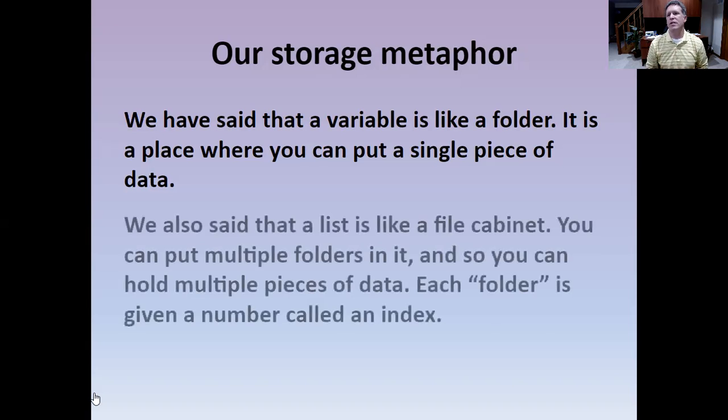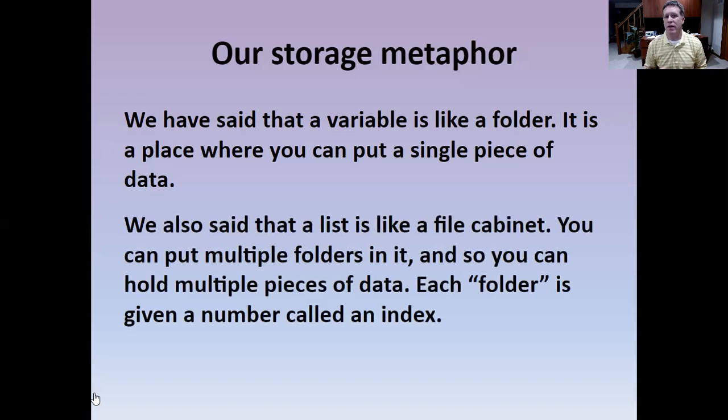But a list, we talked about, is more robust. It's more like a file cabinet. So now inside of that list, you can have multiple pieces of data. So you've got multiple folders. And then what we did was we said in order to find the data that you need in that list, because a file cabinet's big, right? There's lots of stuff in the file cabinet. What we do is we give each folder a number, and that number is called an index.